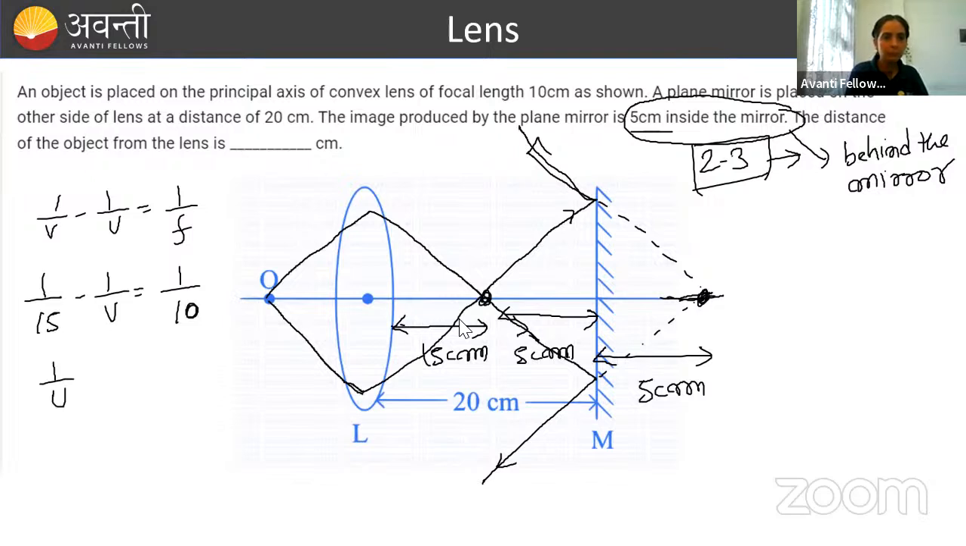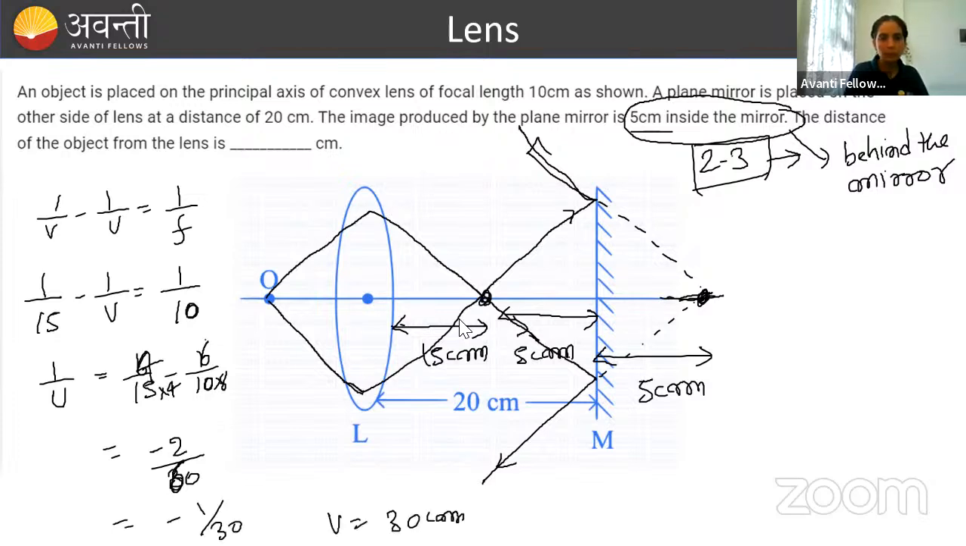It will be plus 1 by u will be equal to how much? 1 by 15 minus 1 by 10. So if you are going to make the denominator the same, which is always convenient, this will become minus 2 by 60. So this is equal to minus 1 by 30.